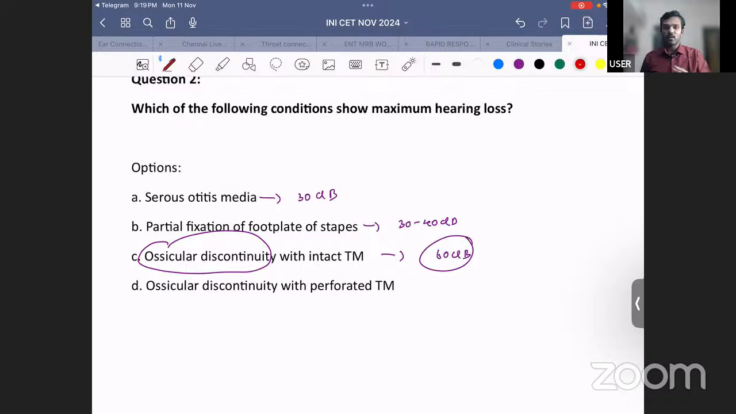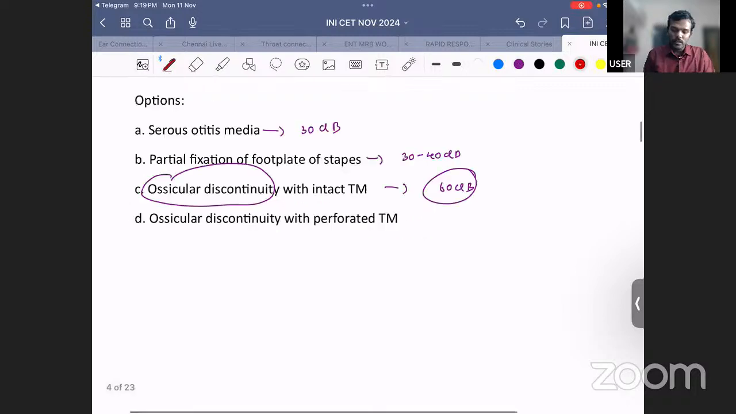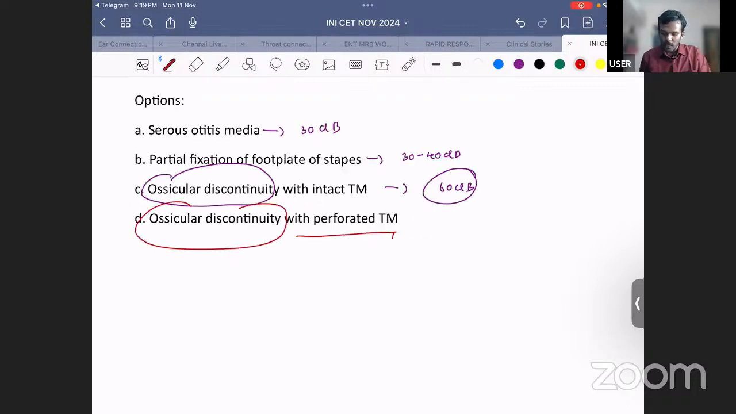This was written down in some workbooks. Ossicular discontinuity with perforated TM will be around 54 decibel loss. This is the continuation of the hearing loss discussion chapter, and this was asked in this exam.